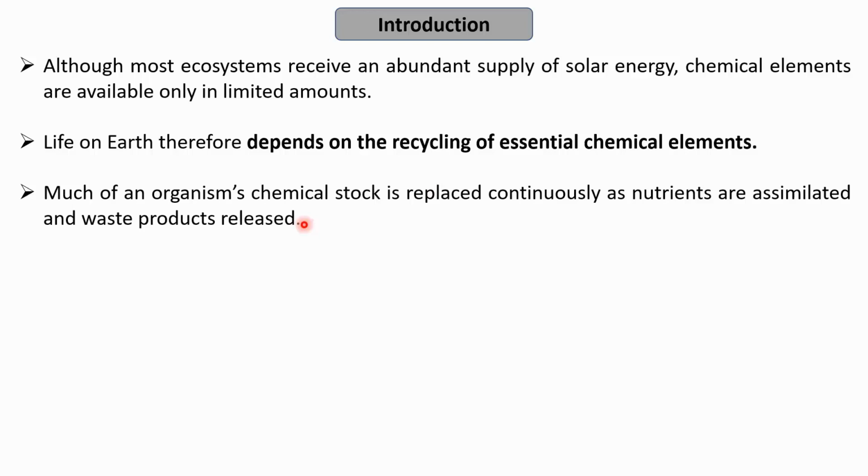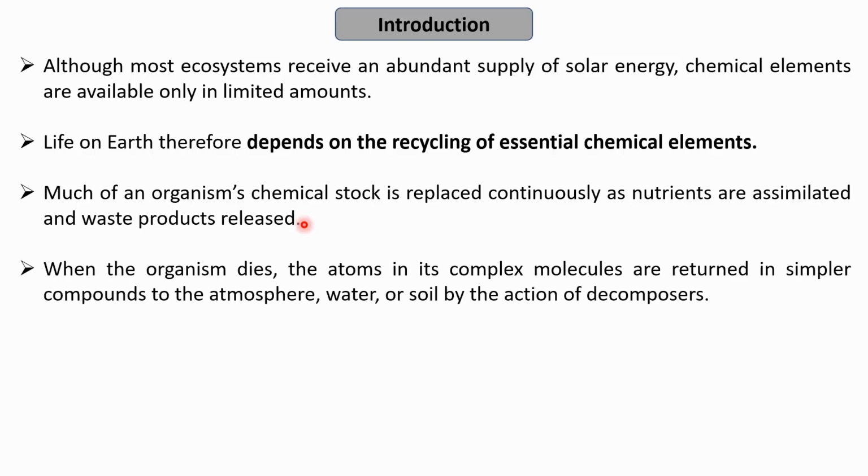Whatever we eat, nutrients are assimilated in our body and we release the waste products. These waste products are then degraded by the decomposers, by the process of decomposition, which then further releases the inorganic nutrients into the soil. These inorganic nutrients are then taken up by the plants and the cycle goes on. So when the organism dies, the atoms in its complex molecules are returned in simpler compounds to the atmosphere, water, or soil by the action of decomposers.